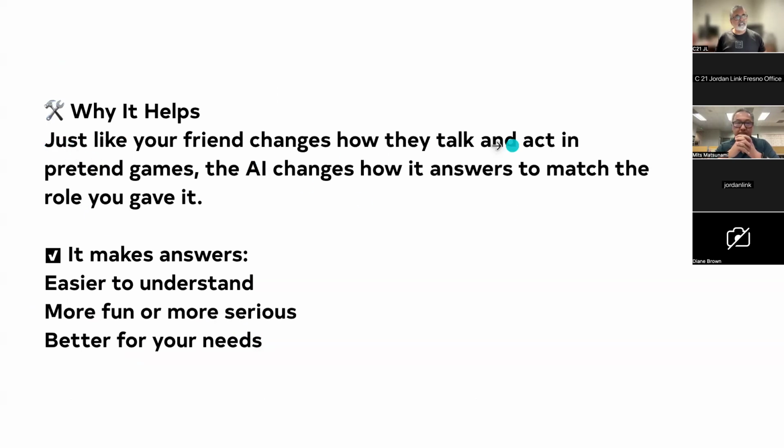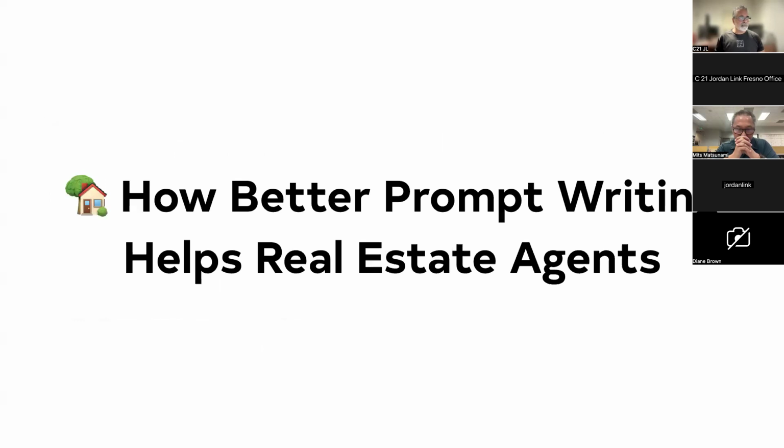Just like your friend changes how they talk and act in a pretend game, just like when you were pretending as a kid, AI changes its answer to match the role you gave it. Super neat to understand. Remember when you were role playing with kids, you would play a different role. AI does the same thing because it doesn't know any better. So it makes answers easier to understand, more fun, or more serious, better fitting your needs. So you have to start using "act as," then go to the five basic roles.